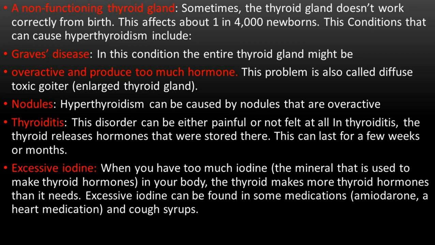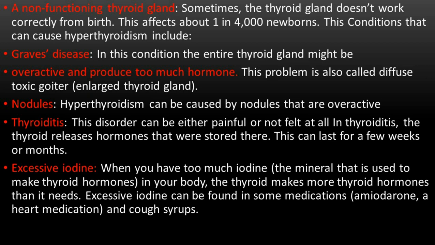Conditions that can cause hyperthyroidism include Graves' disease. In this condition, the entire thyroid gland might be overactive and produce too much hormone. This problem is also called diffuse toxic goiter, enlarged thyroid gland. Nodules. Hyperthyroidism can be caused by nodules that are overactive. Thyroiditis. This disorder can be either painful or not felt at all. In thyroiditis, the thyroid releases hormones that were stored there. This can last for a few weeks or months.